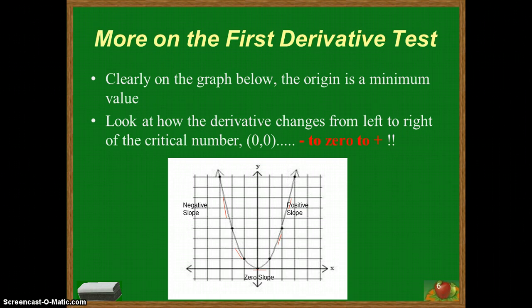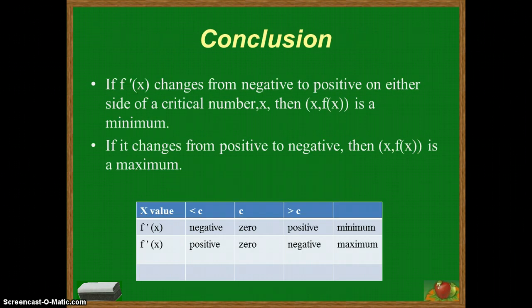In other words, if the derivative goes from positive to 0 to negative, then that critical number would be a maximum. Think of a U. A U would be a minimum, and an upside down U would be a maximum. So like I said, if f prime of x changes from negative to positive on either side of a critical number, then that point would be a minimum. If it changes from positive to negative, then that point would be a maximum. This table summarizes this, where C represents the critical number.